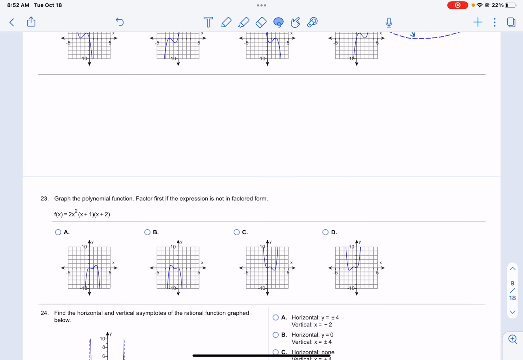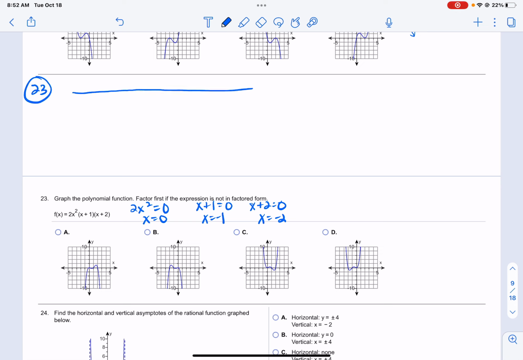So to graph the polynomial again, it's already in factored form, so we're going to set each factor equal to 0. I set 2x squared equal to 0, x equals 0 is the solution for that. Set x plus 1 equal to 0, x equals negative 1, and x plus 2 equals 0, x equals negative 2. So what these zeros do, it divides my number line at 0, at negative 1, and at negative 2.